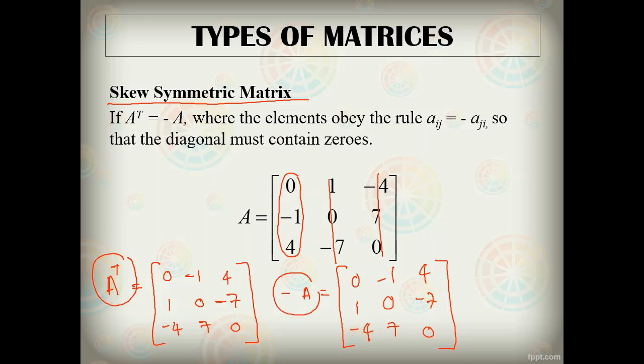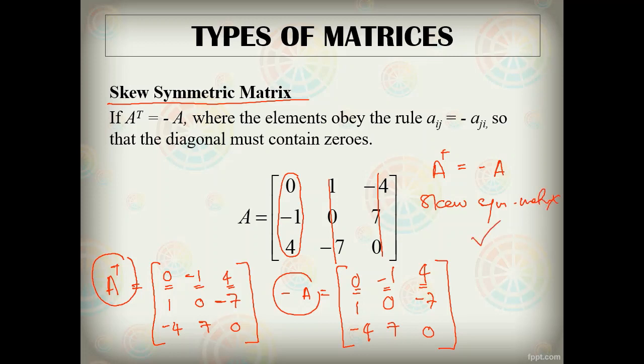So you will get similar: 0, 0, negative 1, this is also negative 1. This is 4, this is also negative 4. And if you check all the elements in these two matrices, they are equal. So here what we can conclude, A transpose is equal to the negative A. This is called skew symmetric matrix.